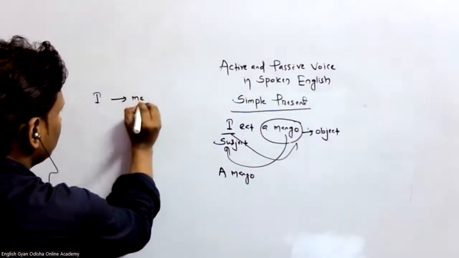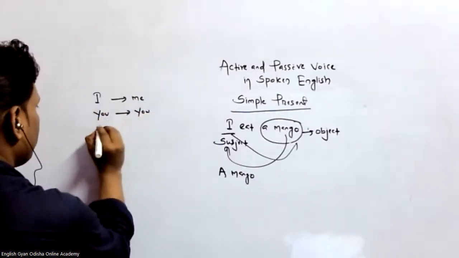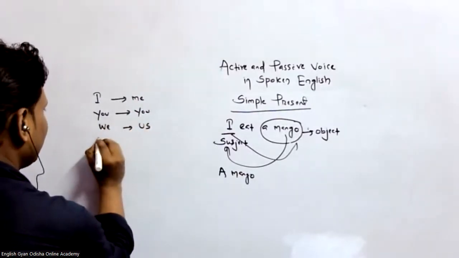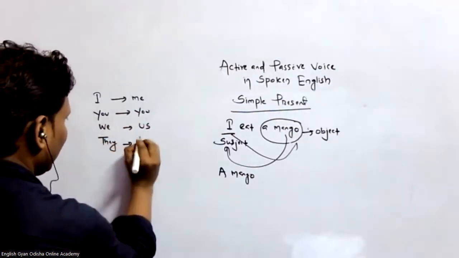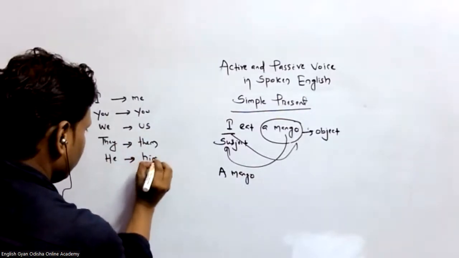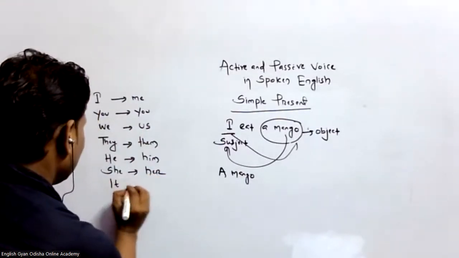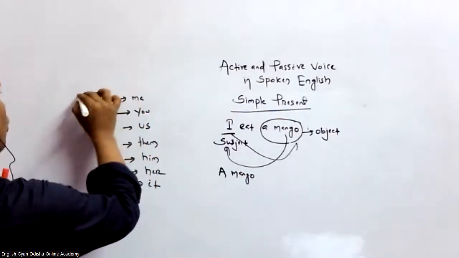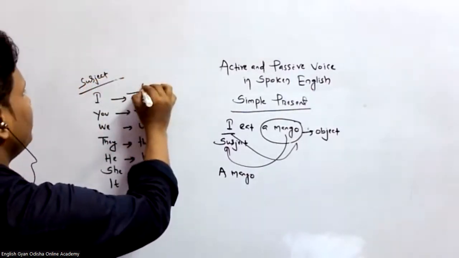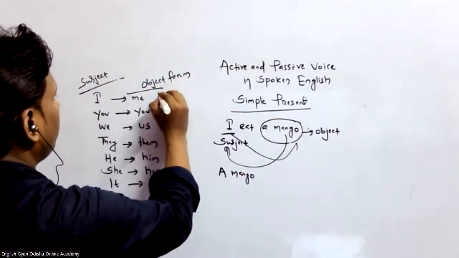is me, you, we, us, and you can say they, them. This is he, him, she, her, it, it. So this is called the subject and this is called the object form of the subject.